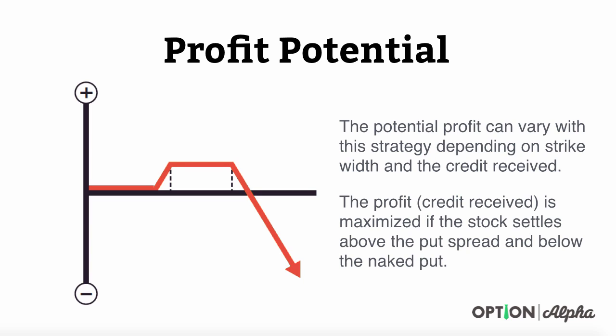As far as profit potential, it can vary depending on the strategy and strike width and credit received, but your profit is maximized if the stock settles above the put spread and below the naked call. I'm sorry, this should say naked call. In this case, the stock will trade in between the range that we have defined here on the chart, and both option spreads, the naked call and the put spread below the market, will expire out of the money and worthless, and you'll be left with that total credit received as a profit.